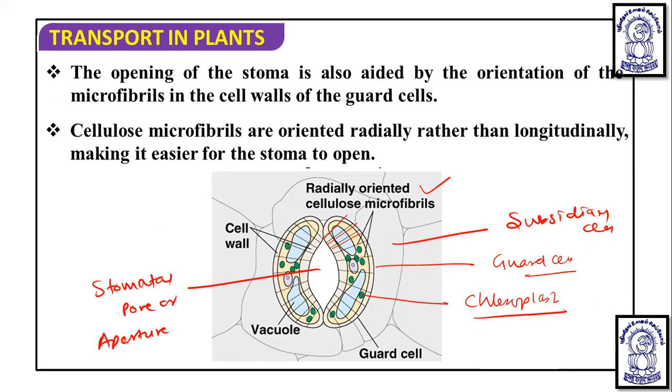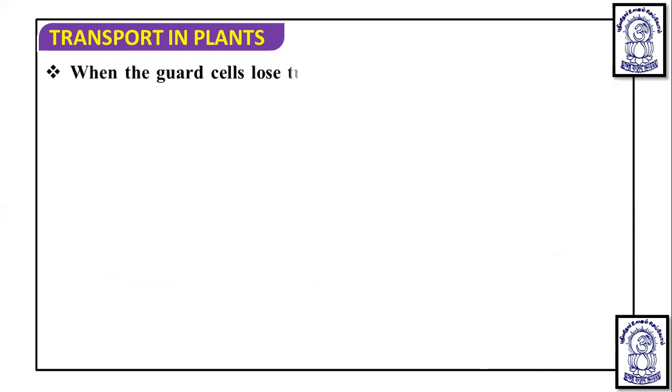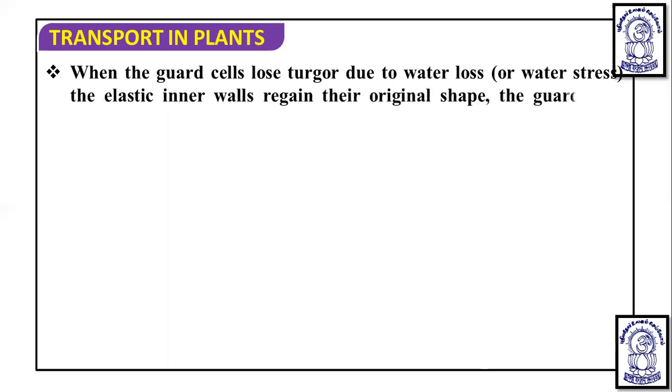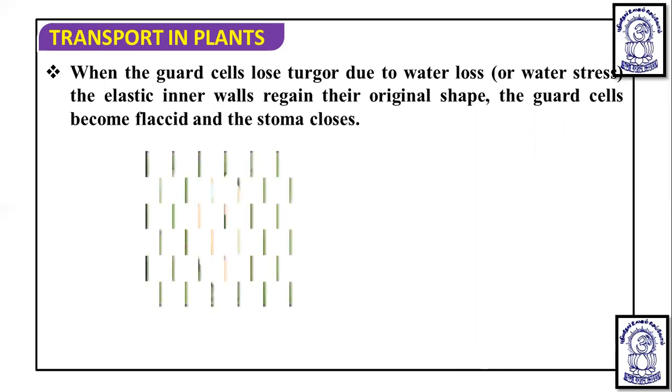So this way the things are found in the stomatal structure, and this is specifically a dicot stomata. When the guard cells lose turgor due to water loss or water stress, the elastic inner wall regains its original shape, and the guard cells become flaccid and the stomata close. So when water loss occurs, the guard cells become flaccid and the stomata closes.